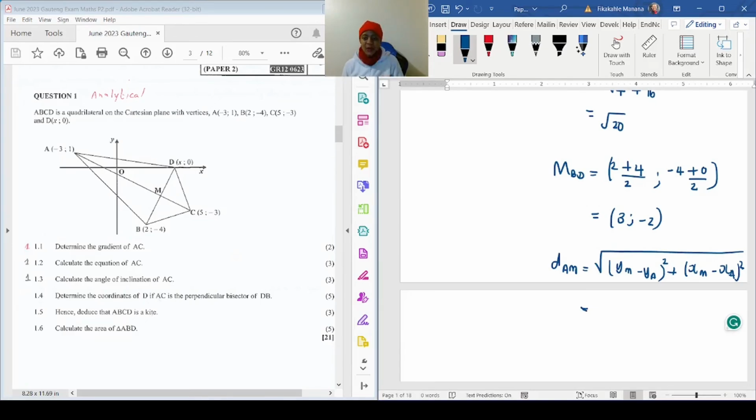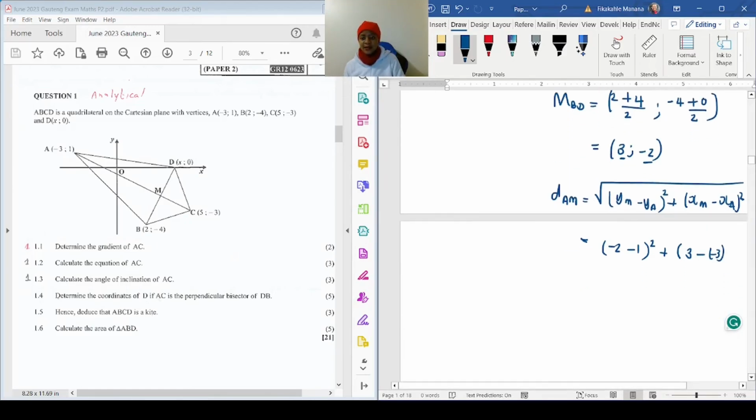All right, so the y-coordinate of A is 1. Sorry, of M. Let me start. Y-coordinate of M is 3, and that of A is 1. Oh, what am I doing? Y-coordinate, negative 2. And that of A is 1. X-coordinate is 3 of M, and that of A is negative 3.